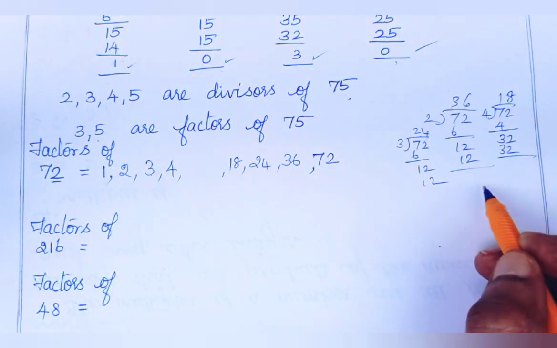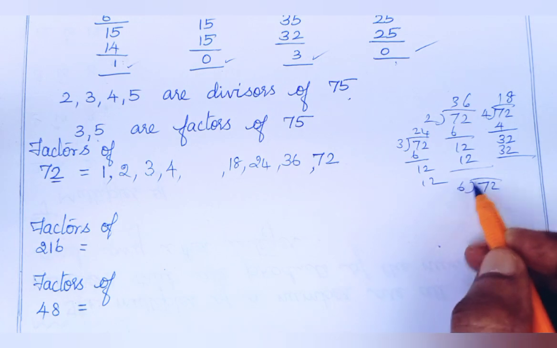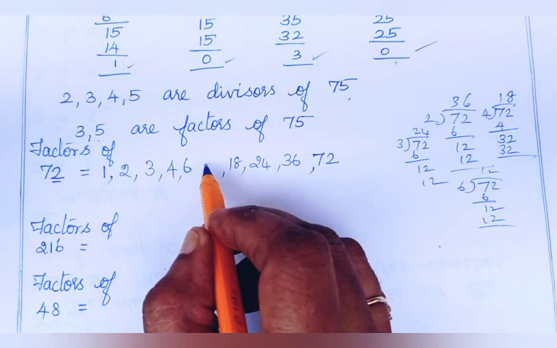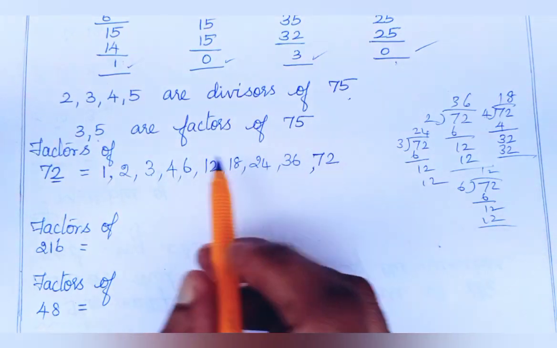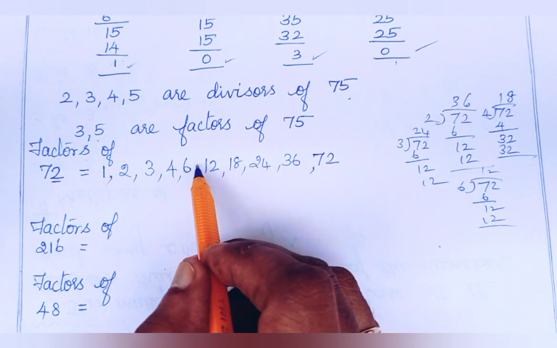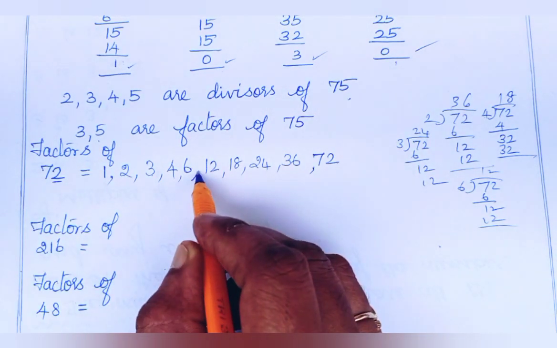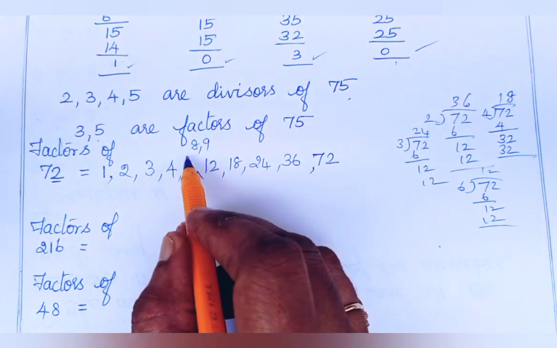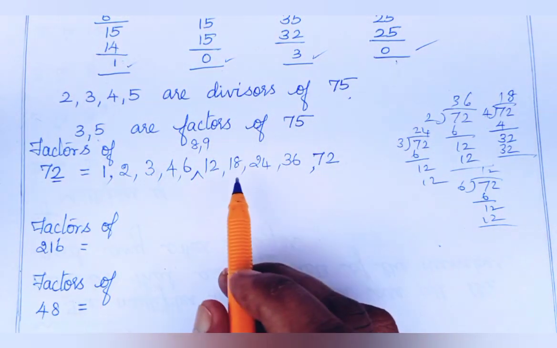So 72 divided by 6: 6 ones are 6, remainder 1, 2 times 12, and 6 12 times it is 72. Then there is another number, 7, it is not divisible by 7. 8 times, yes, 8 9s are 72. So 8 9s are 72, the final two factors of this 72.